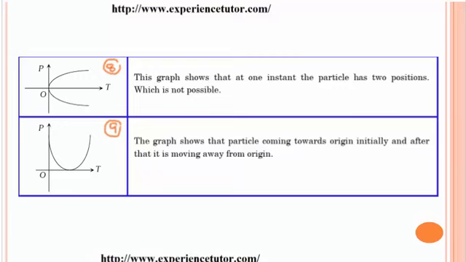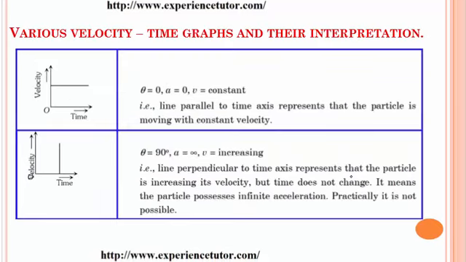Various velocity time graphs. In the first graph we can see theta is equal to 0, alpha is equal to 0, v is equal to constant. That is, a line parallel to the time axis represents that the particle is moving with constant velocity.